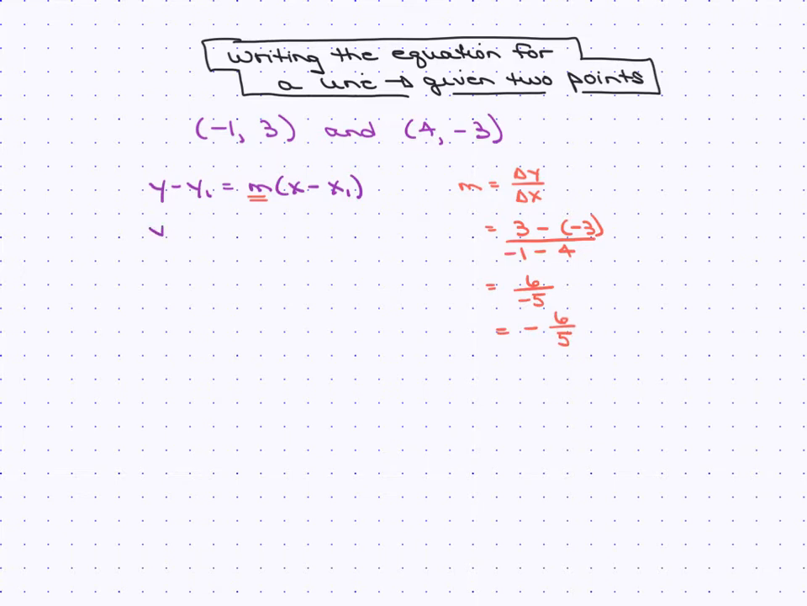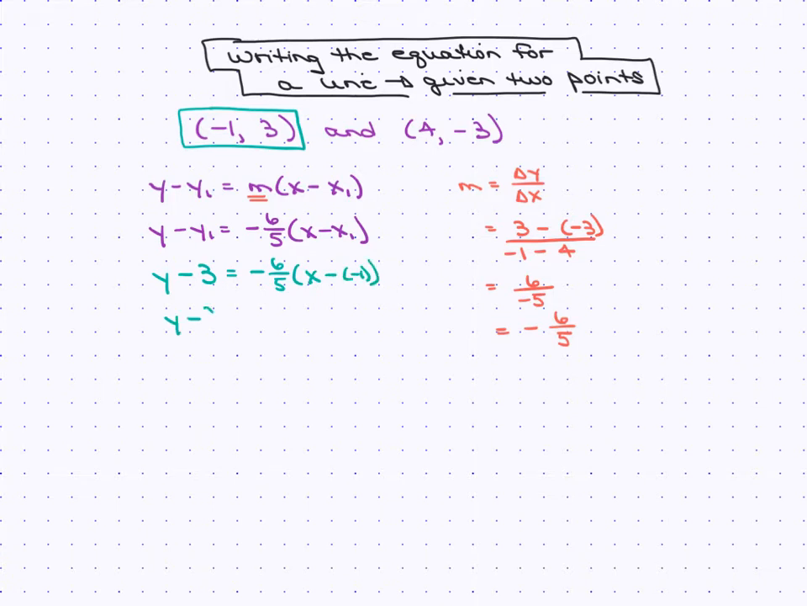Fabulous. Now I can come in and substitute that in. -6/5 times x minus x1. All right, next, we need to use one of the points to substitute in for x1 and y1. And it doesn't matter which one. I'm just going to take this point and substitute that in. So now I have y minus my y value, y minus 3, equals -6/5 times x minus -1. All right, let me just quickly rewrite that to get rid of the double sign. And that's something that you might just do in your head as you're writing it in. So x plus 1.